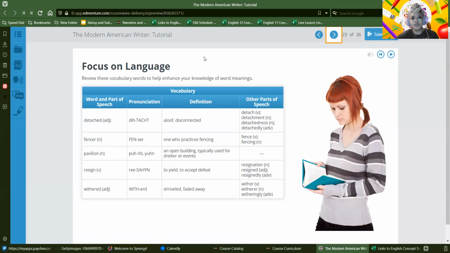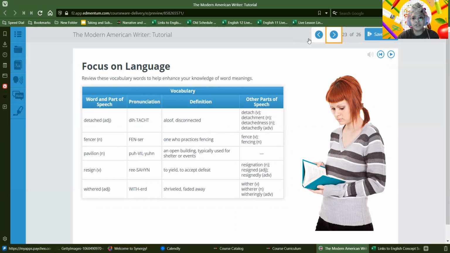And the focus on language for this lesson is just vocabulary. It's important when you have vocabulary like this, especially if there are words that you don't know, to go ahead and write everything down. I would personally at least write down the word and part of speech and the definition. Try to remember how to pronounce it, but you don't have to include that in your notes if you don't need to. And you don't have to include the other parts of speech unless you're really struggling understanding how to use those words in a sentence. But other than that, that's most of the lesson.